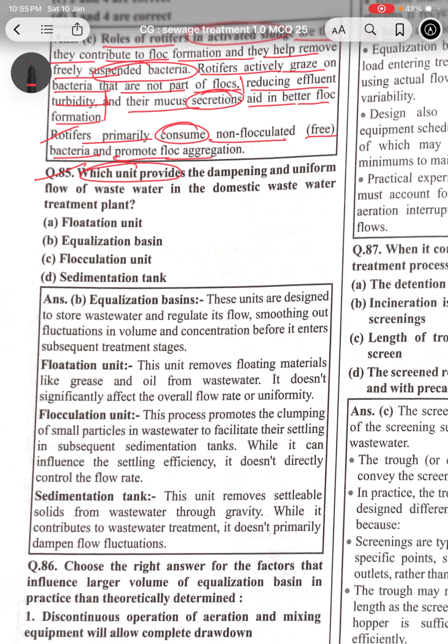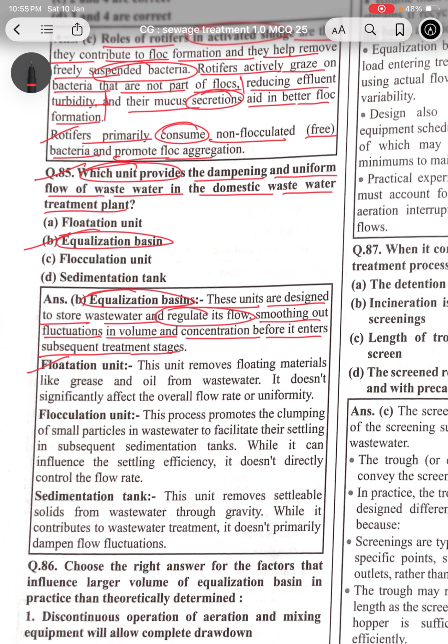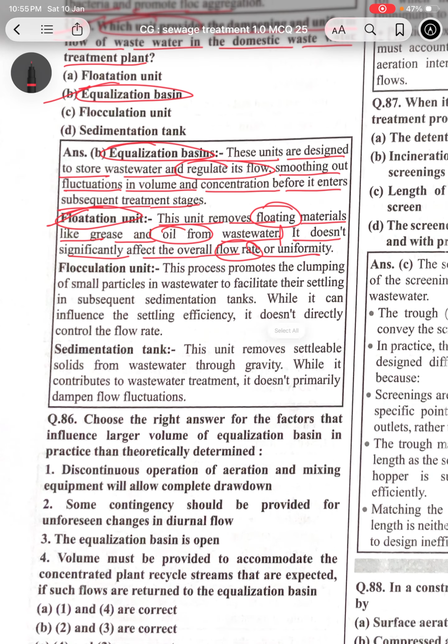Which unit provides the damping and uniform flow of wastewater in domestic wastewater treatment? It is B, the equalization basin. These units are designed to store wastewater and regulate its flow, smoothing out fluctuations in volume and concentration before it enters subsequent treatment stages. Flotation unit: this unit removes floating material like grease and oil from the wastewater. It does not significantly affect overall flow rate and uniformity.